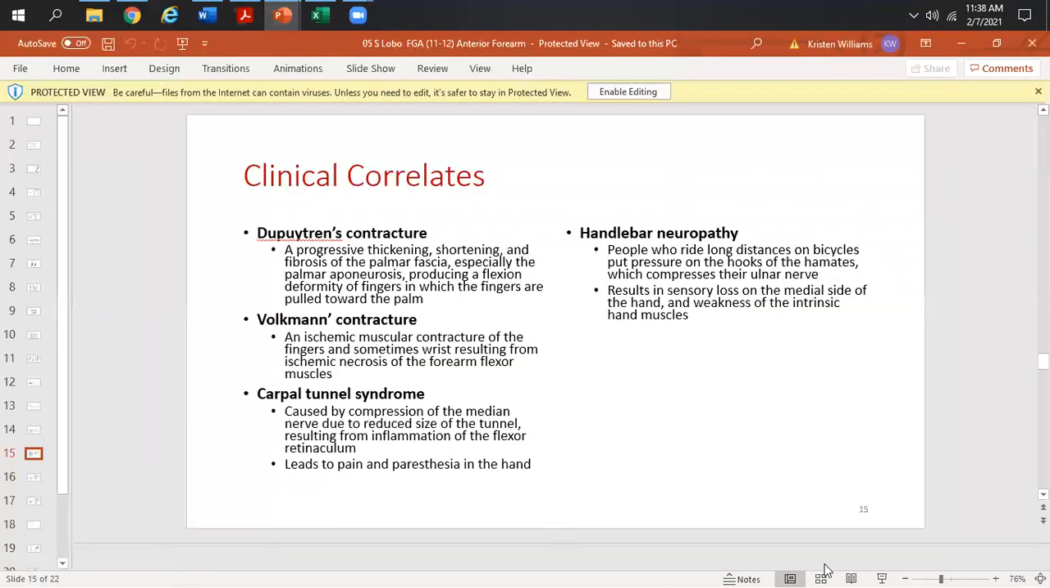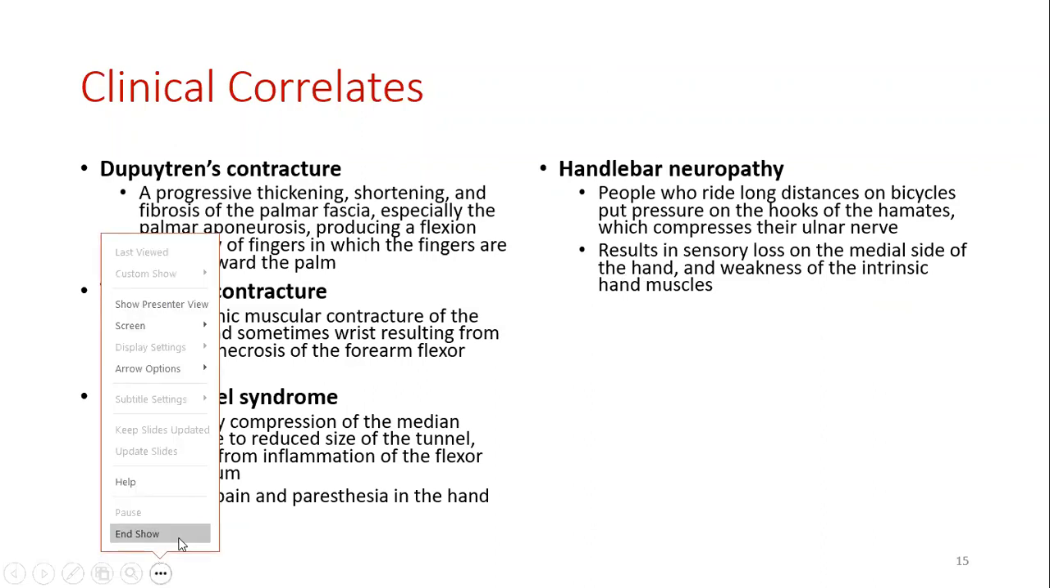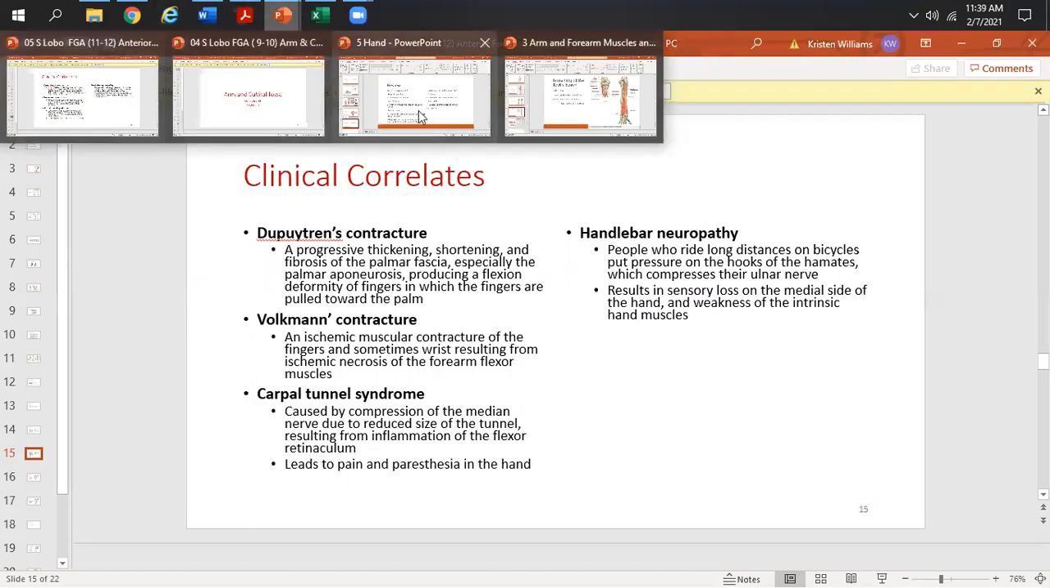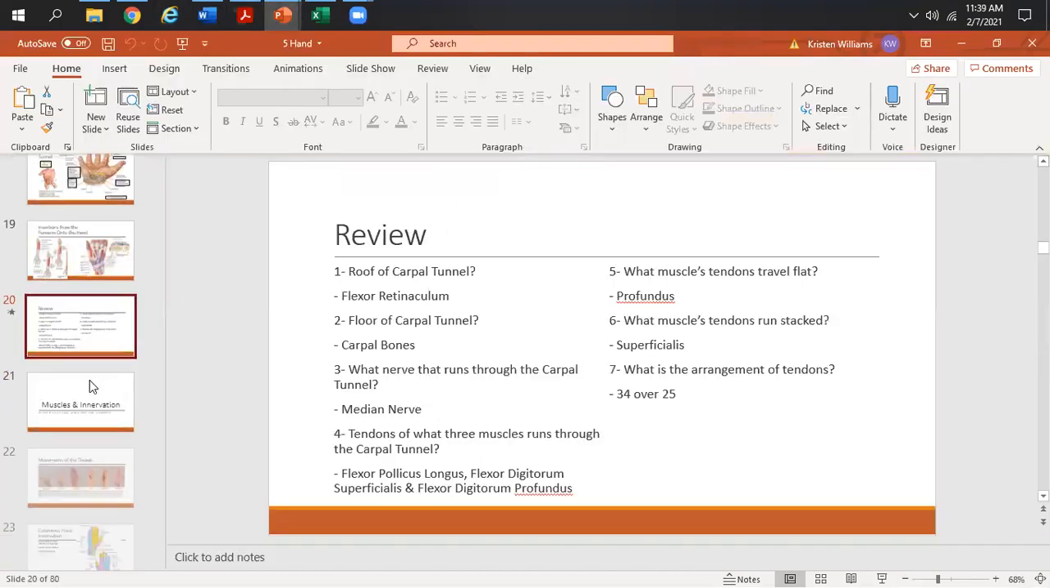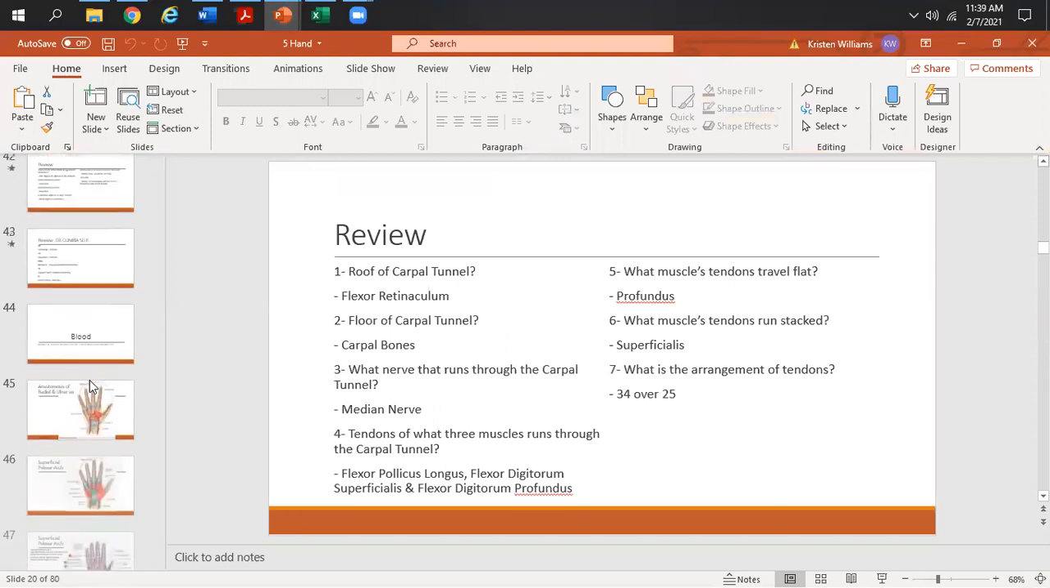All right, other clinical correlations. So Dupuytren's contracture. Dupuytren's contracture is a progressive thickening, shortening, and fibrosing of your palmar fascia, especially the palmar aponeurosis, that produces a flexion deformity of the fingers in which the fingers are pulled toward the palm. And I have a picture of Dupuytren's contracture, because I've said this before, when I learn, I have to see pictures in order for me to understand it best.